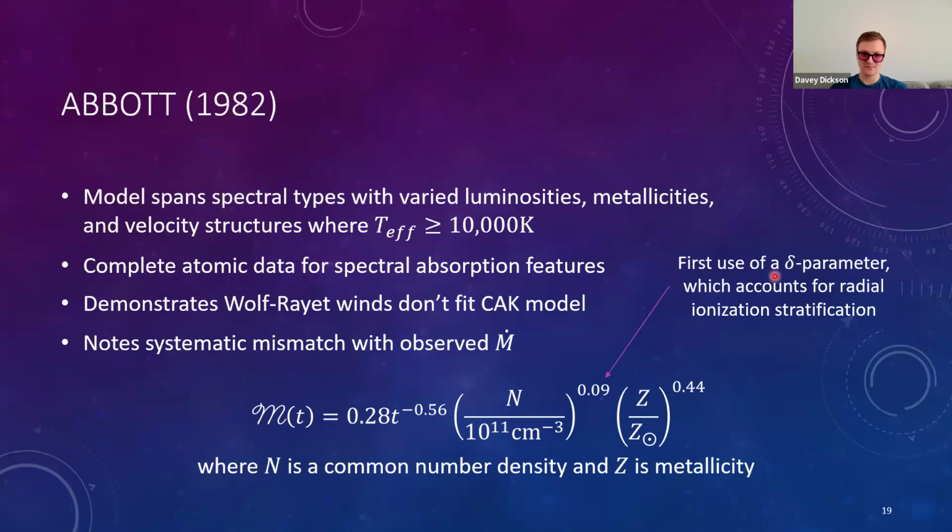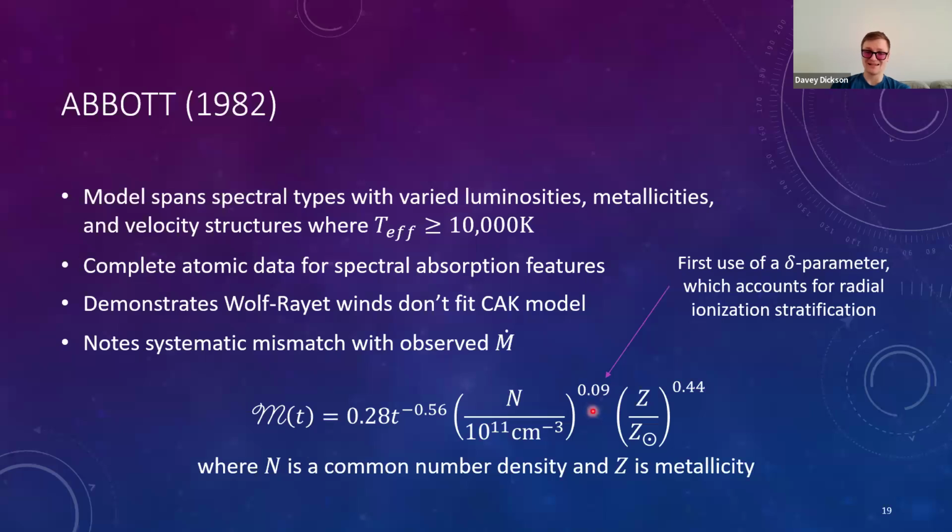There's also this delta parameter here. This 0.09 is called delta in some of the later works. And it represents how rapidly the ionization state changes with radial changes in, say, the ionization and recombination rates. And that factor ends up staying as one of those consistent parameters in later works as well.